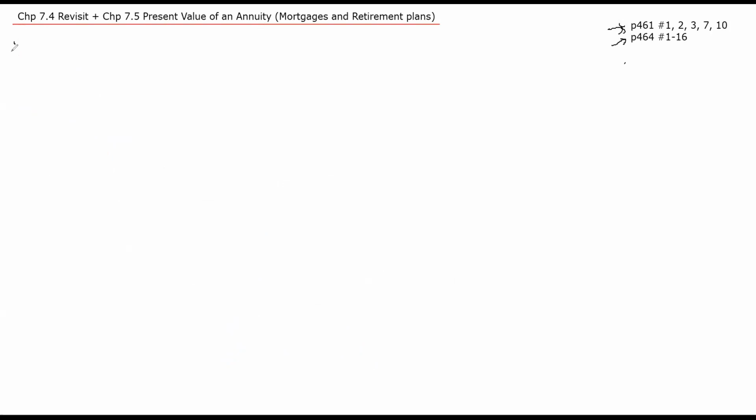Chapter 7.5, present value of an annuity, okay, is somewhat similar to our formula for before, but instead of A, it's PV. Instead of how much I have to put in, R represents how much we're going to be paid out. Okay, I'll make a better explanation later. The formula is very similar to the previous.